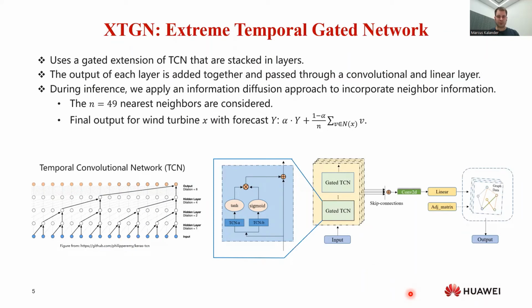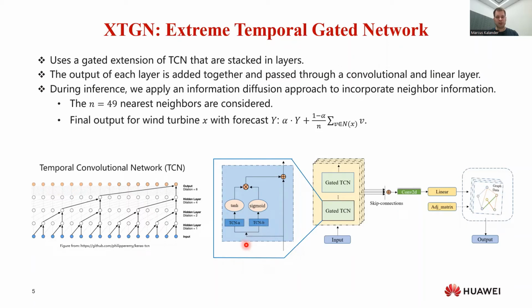So for our second model, it's the XTGN model. It's based on a temporal convolutional network, TCN, where the different layers have different dilation factors, which allows for a large receptive field. The figure here illustrates how the input is propagated through the network in a standard TCN. However, to allow the information to better flow through multiple layers, we apply a gated extension of TCN, which is shown here.